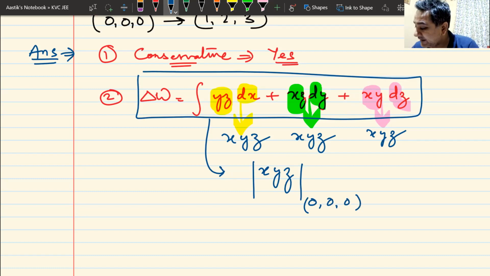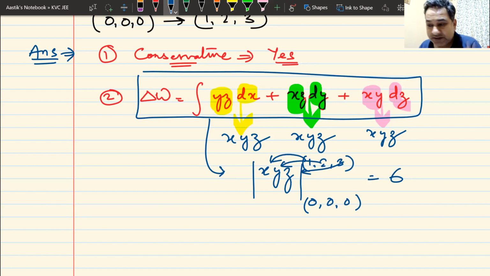These are the lower limits. Then the upper limits are 1, 2, 3. So you first put the upper limits: x as 1, y as 2, z as 3. You'll get 6. Then you put all of them as 0. So the final answer is simply 6. And that is how it is done. So wherever you see such a complicated force, remember the answer would be very simple. And that is how you can succeed in JEE Advanced.